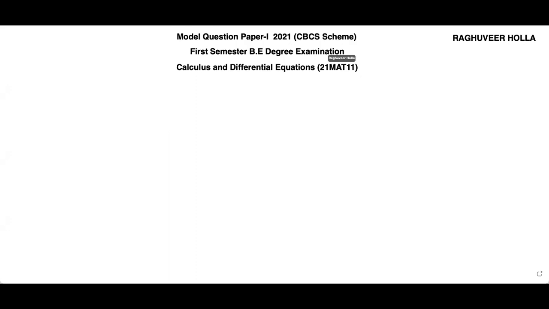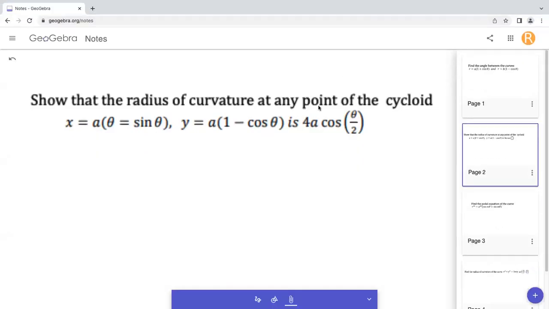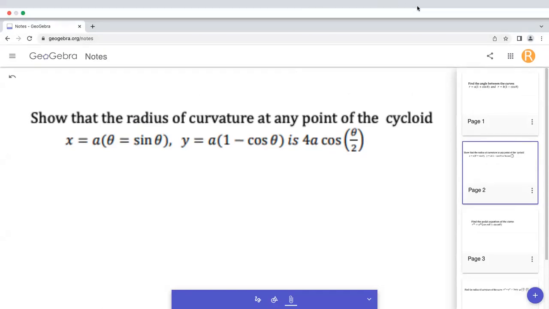Now let us solve one more problem. We have to show that the radius of curvature at any point x, y of the cycloid is equal to 4a cos theta by 2. Let us solve this. Given the problem, x is equal to a into theta plus sine theta, and y is equal to a into 1 minus cos theta.